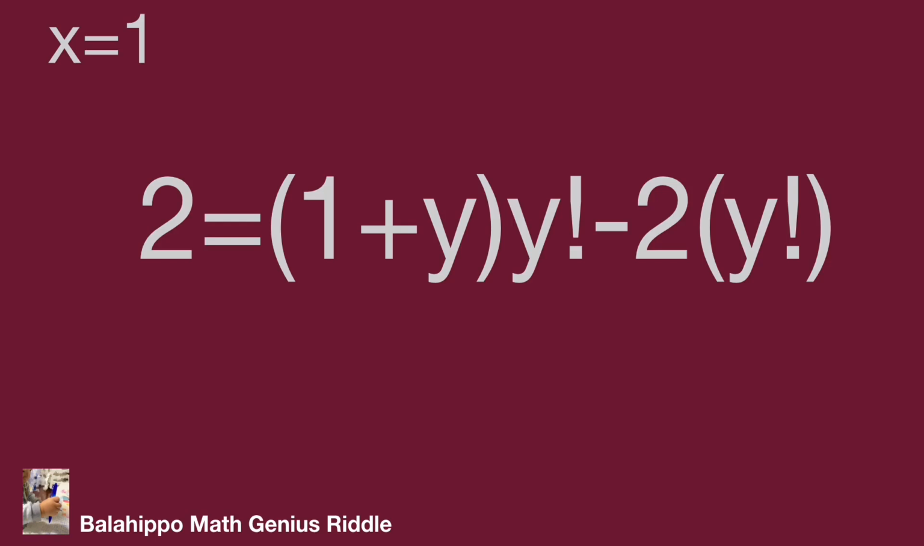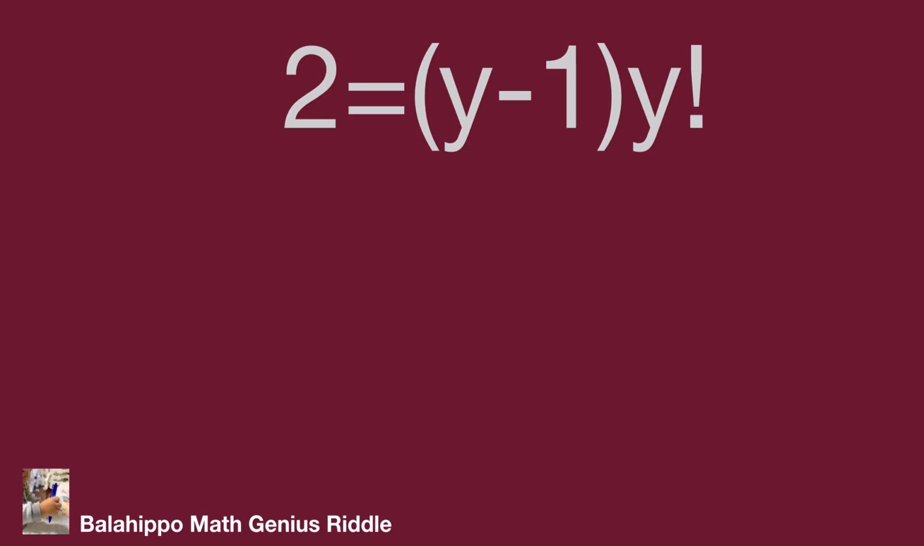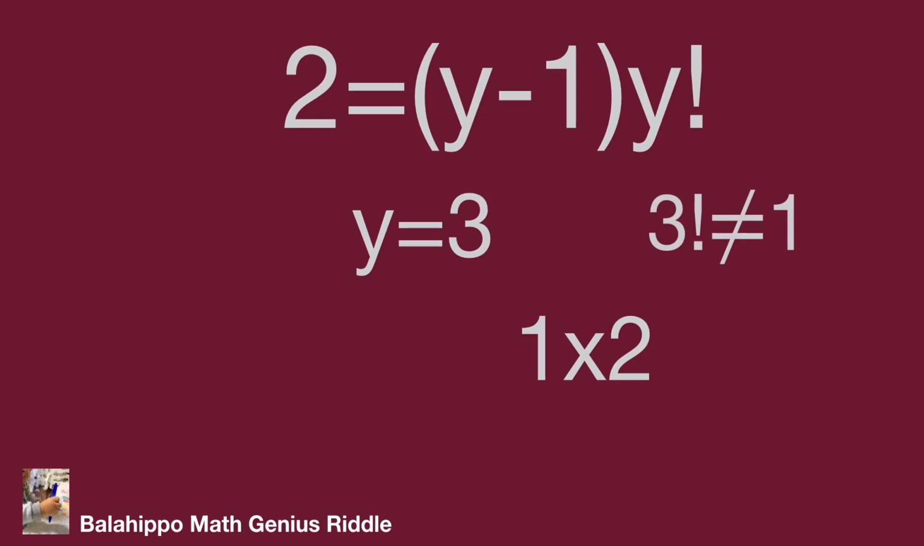Factorize the item on the right side as 2 equals (y minus 1) times y factorial. To get the result, it could be y minus 1 equals 2 and y factorial equals 1, or y minus 1 equals 1 and y factorial equals 2. While y minus 1 equals 2, y equals 3, then y factorial equals 3 factorial equals 6, not equal to 1. So this is not the answer.